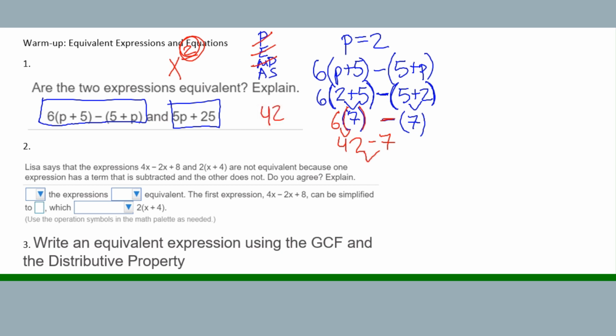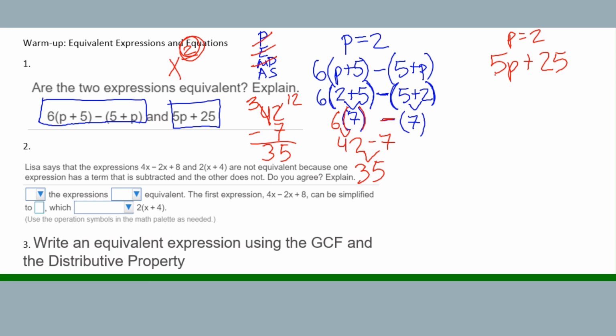So I need to take 7 from 42. I need to regroup. 7 from 12 is 5. Bring down the 3. So 42 minus 7 is equivalent to 35. Now I'm going to evaluate 5 times p plus 25. If I get the same value when p is equivalent to 2, if I get 35, that means the two expressions are equivalent, because when p equals 2, they have the same value. And that's what equivalent means, to have the same value.